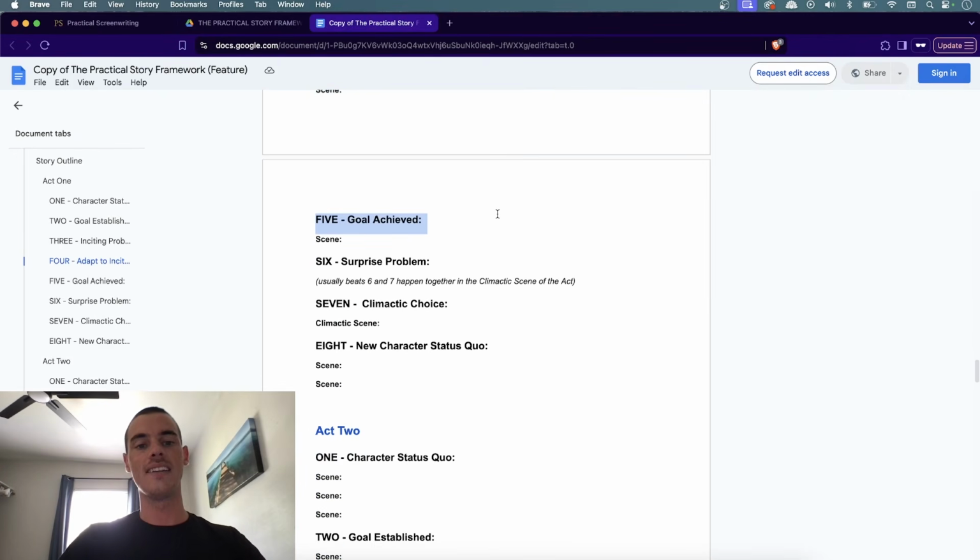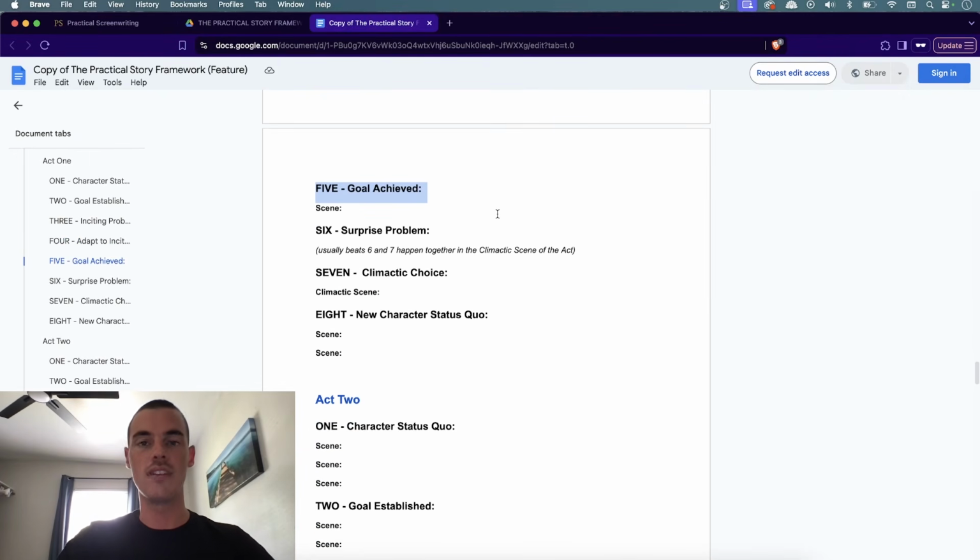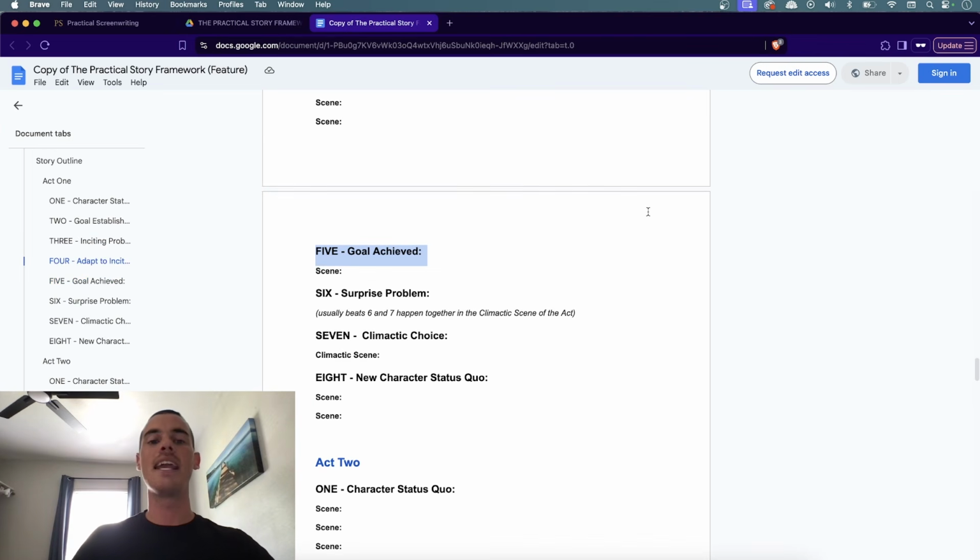Then we finally get to the 5, the goal achieved. This is usually either they get some version of what they're going after, right? They don't usually get what they want completely, but they have made major progress.